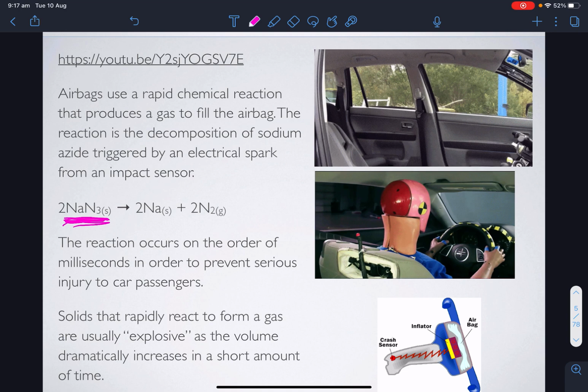It's triggered by an electrical spark, by a sensor in the hood. So you've got a crash sensor further up here, which sends an electrical signal out to there, and it triggers this chemical reaction. And look, it produces sodium metal and 2 moles of nitrogen gas to fill the airbag. So it happens in the order of milliseconds in order to prevent serious injury to the passengers. Solids that rapidly react to form gases are usually called explosives, as the volume dramatically increases in a short amount of time.